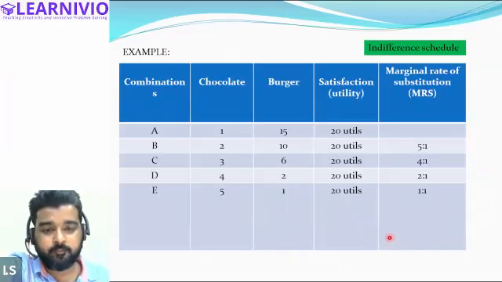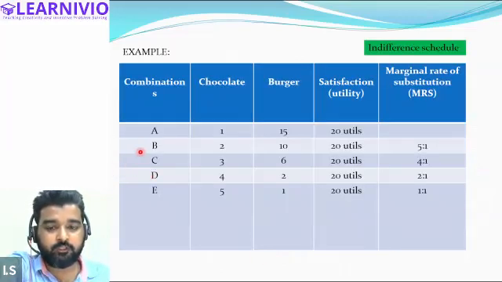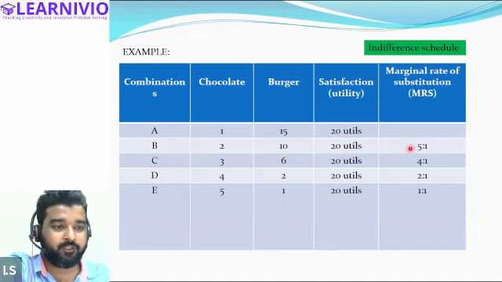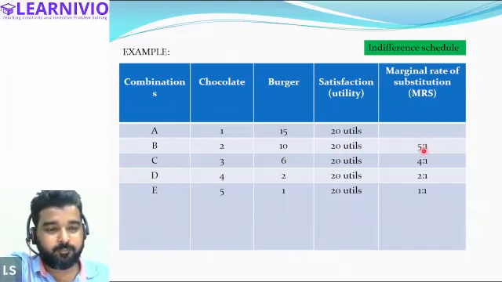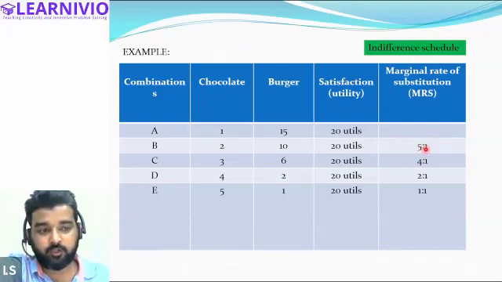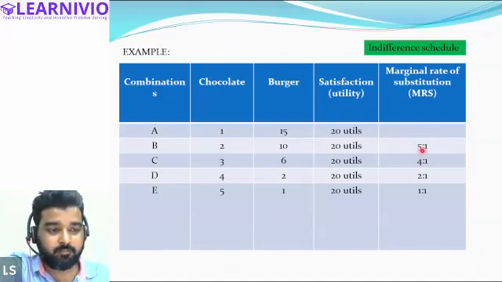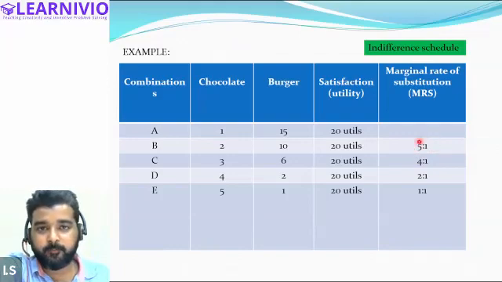See in this table, for combination B, how many units of burger are being sacrificed by the consumer for 1 unit of chocolate? Tell me. How many units of burger are being sacrificed for 1 unit of chocolate? 5. 5 units of burger are sacrificed for 1 unit of chocolate, right? So in this case, the marginal rate of substitution is 5:1.